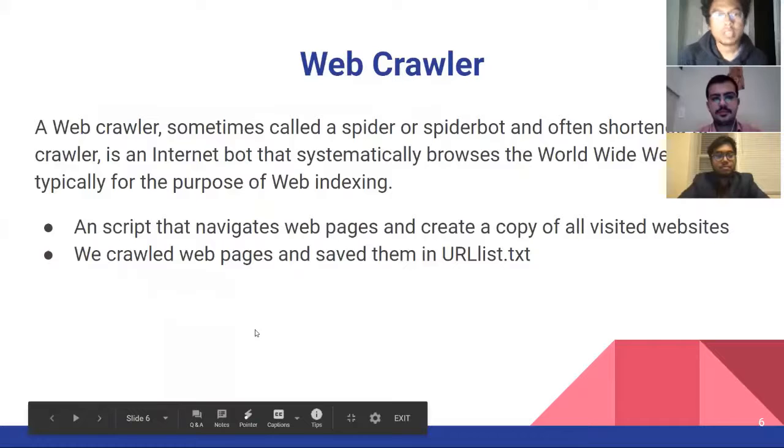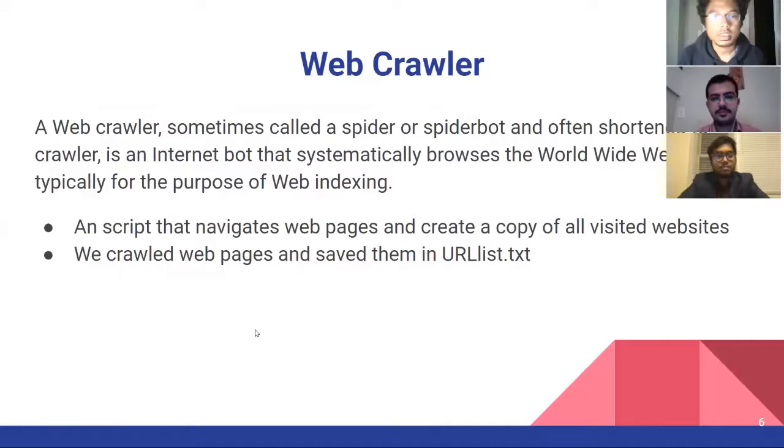So what is a web crawler? It was already briefly discussed by my friend Amir Fuad. To give you insight into what we did, it has two classes: the crawler and the leg one. It basically navigates inside a website and creates a copy of the links that it found, with the associated link and also the associated keyword. And it saves them in the URL list.txt, as I've already mentioned.